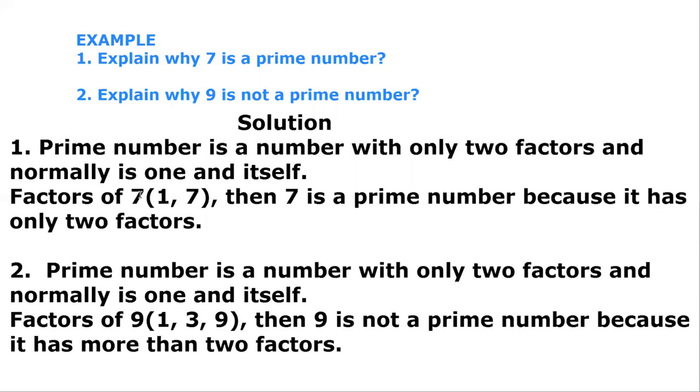So you state the factors of 7 to check whether 7 possesses the number of factors that the prime number definition demands. The factors of 7 are 1 and 7, and the definition says a prime number is a number with only 2 factors. So 1 and 7, there are only 2 factors. And normally it's 1 and itself, so 1 and 7, the number itself, 7, is also there. Then 7 is a prime number because it has only 2 factors. Simple as that.